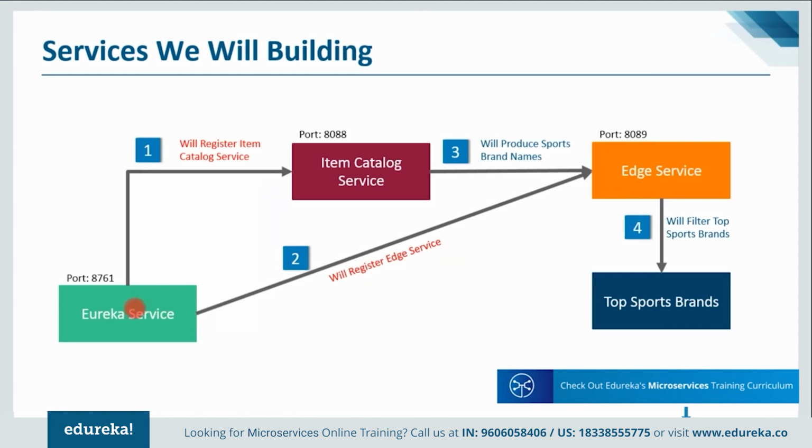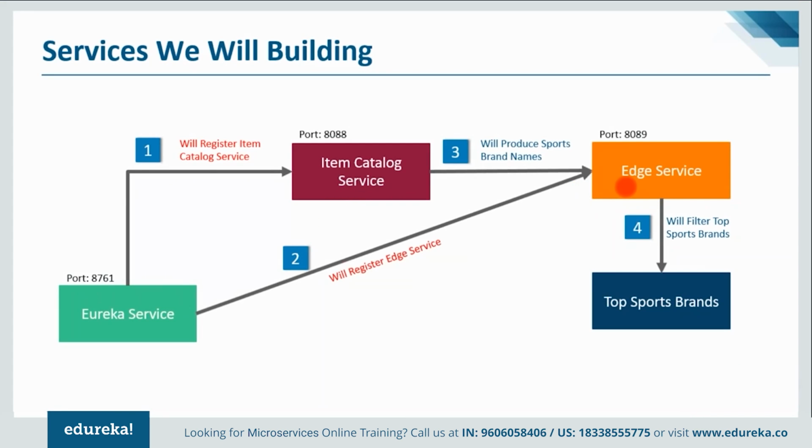So we have three services here. One is Eureka server, then we have item catalog service, and then we have edge service. So these are the three services that we'll be running. Now let me discuss each of these one by one. So the first thing is Eureka service. Now this service will register every microservice and then the client microservice will look up to the Eureka server to get a dependent microservice to get the job done.